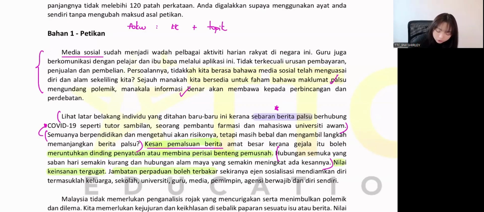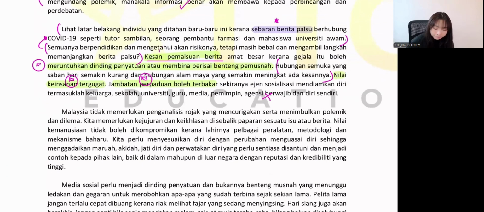So all of this is contoh, no need. Meaning to say, this is all the impact. I got the first impact, and then I got the second impact, and this is the last impact in the passage.